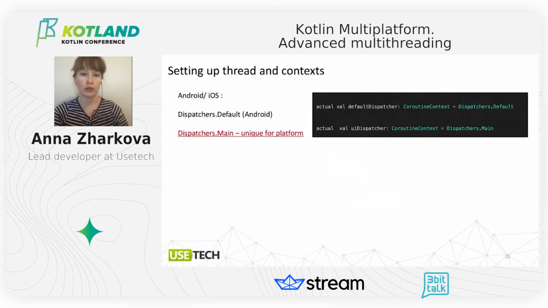We need two coroutine contexts that will hold the links to Dispatchers.Default for background work and Dispatchers.Main for work with UI. What are these dispatchers? Dispatchers.Default, if we speak about Android, is the default background dispatcher, and Dispatchers.Main is a UI dispatcher for every platform. It's unique for every platform. Let's take a look at how it works.